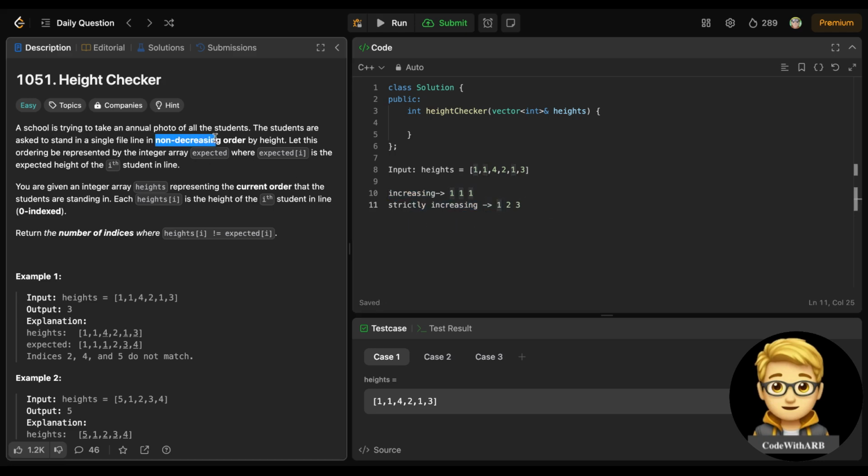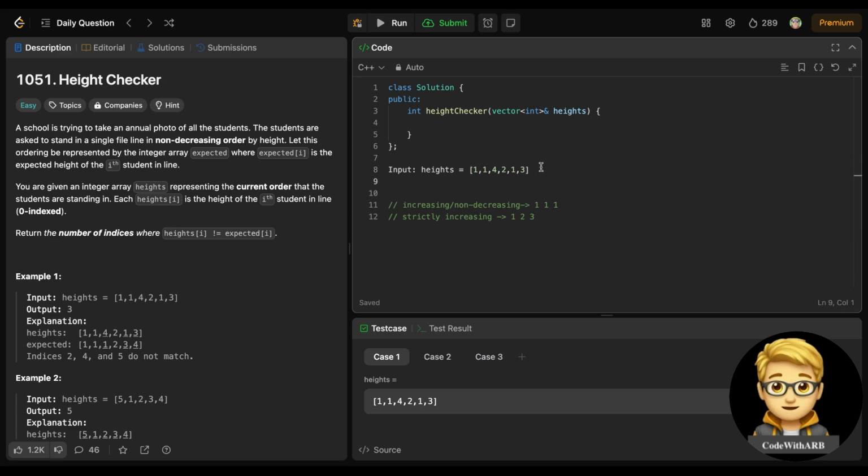So here we are given non-decreasing. Non-decreasing means increasing, not strictly increasing. Either you can write increasing or you can write non-decreasing. The same goes for non-increasing. It means decreasing, not strictly decreasing. That's the difference between these two terms. So we need to sort in increasing order, and duplicate elements can exist.